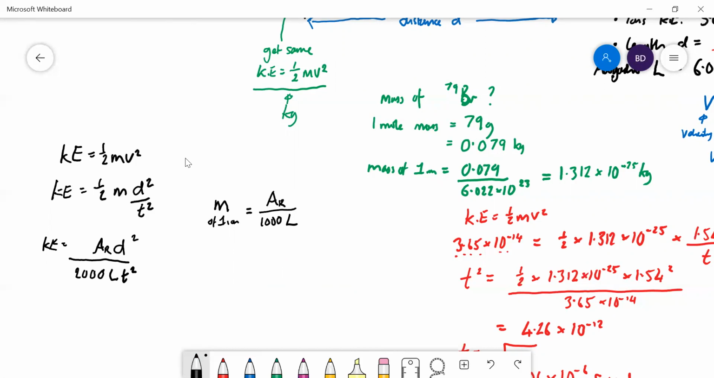Then you can rearrange. So t squared is equal to AR d squared over 2,000 L times the kinetic energy. And if you just want to get t, square root that. That shouldn't be a minus, that's just a little bit of ink. If you wanted to rearrange it from scratch, that's what you'd get. We'll leave that there, but there will be one more video on that.